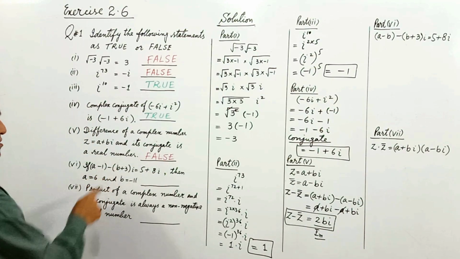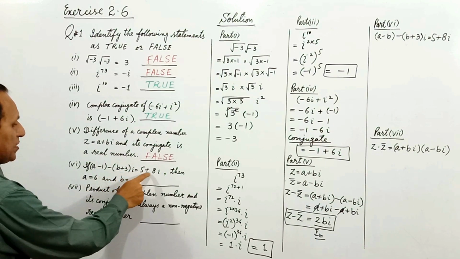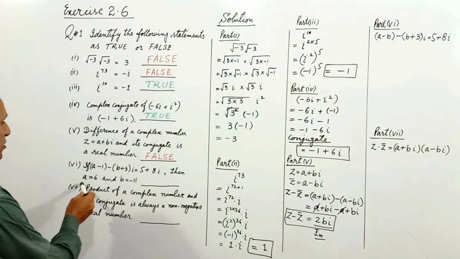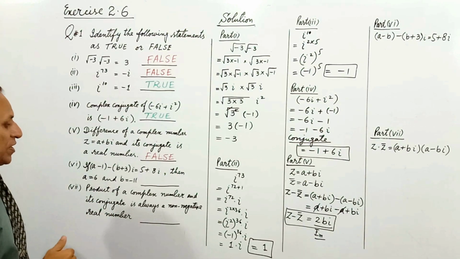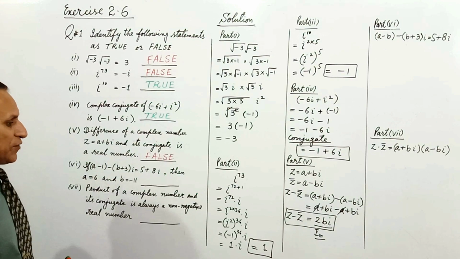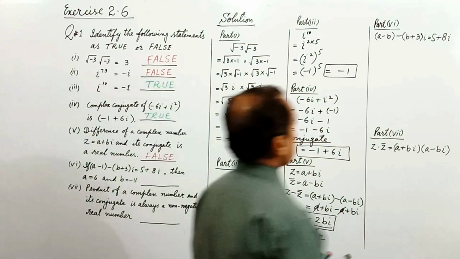If a minus 1 into minus b plus 3 iota is equal to 5 plus 8 iota, then a is equal to 6 and b is equal to minus 11. So we have to find the values, whether they match or not. If they match, then the statement is true, and if they do not, then the statement is false. So we do part 6.